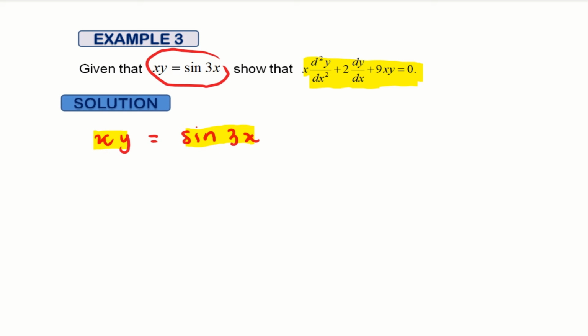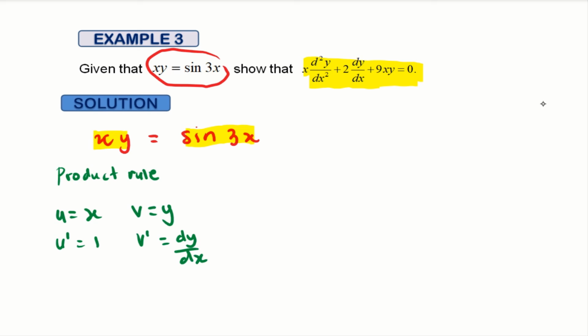Tapi untuk yang sebelah kiri, this is x multiplied by y. So suppose we need to apply product rule to differentiate. So let u is equal to x, so then v is equal to y. So u prime we get 1, v prime we get dy over dx. So then we apply product rule formula. So we get u v prime, which is x dy dx, plus vu prime, we get y times dengan 1.